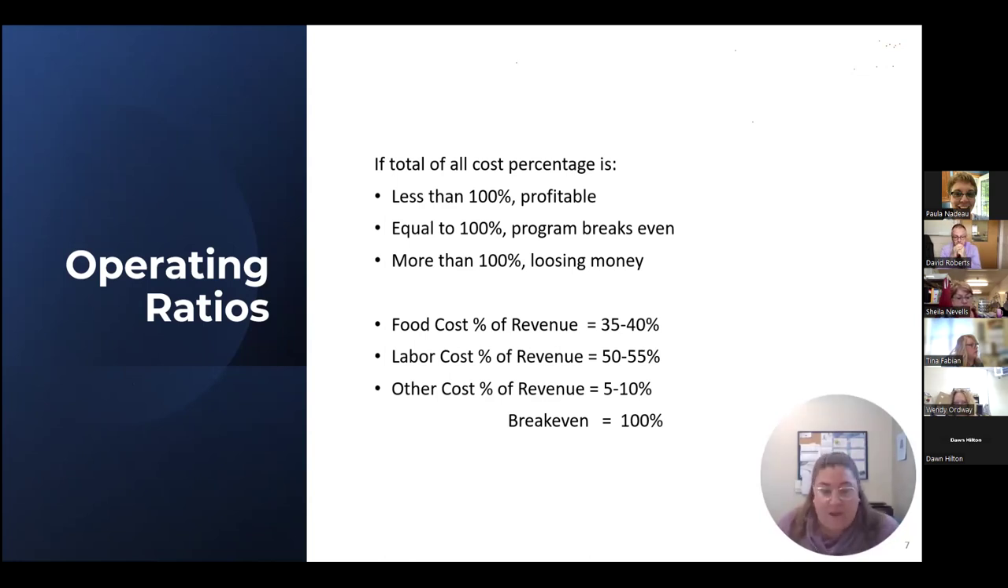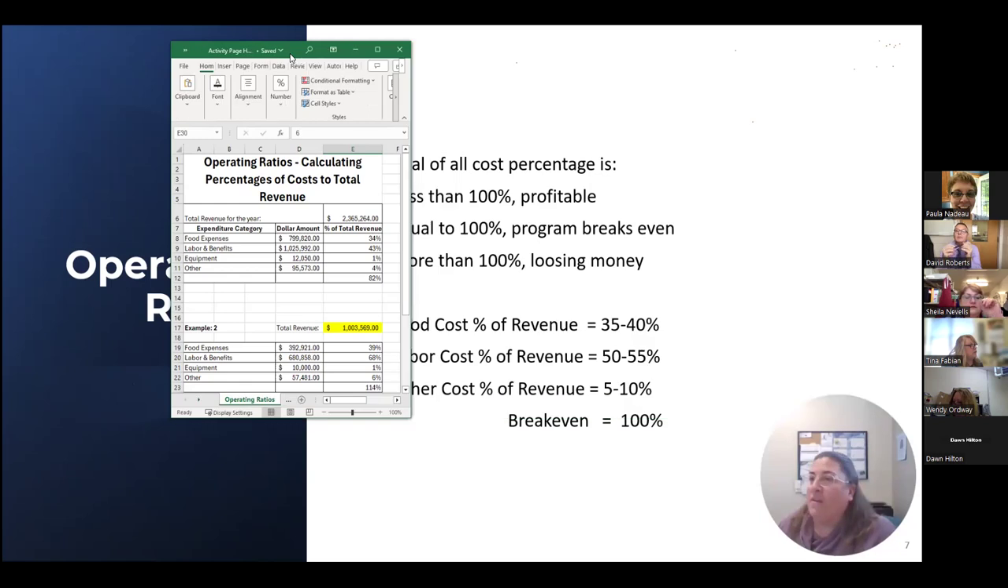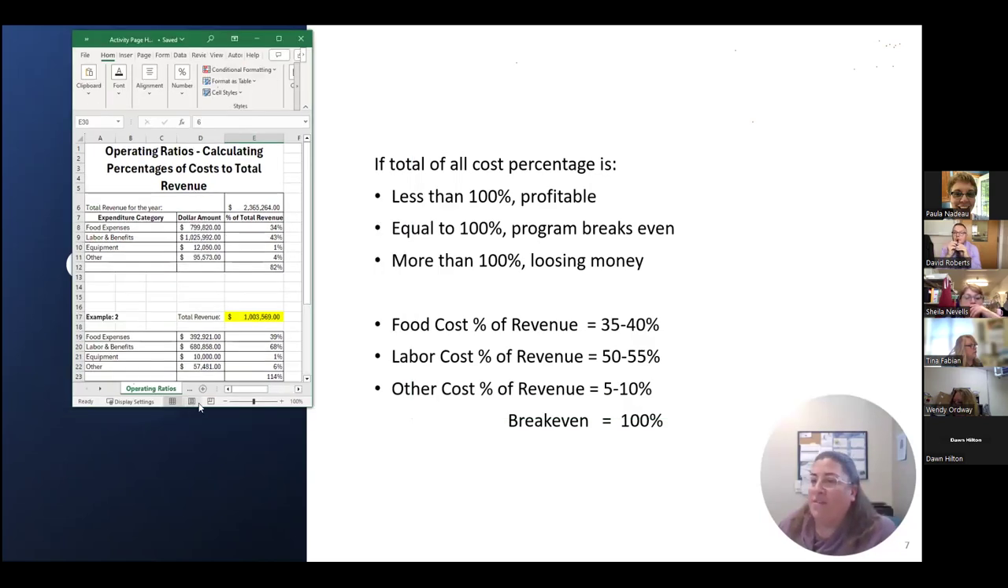So as we looked at, let me throw this back here. Can you all see that? So this first example is pretty much all within industry standards, 82%. So you're making money. Labor and benefits is a little low from industry standards as well.